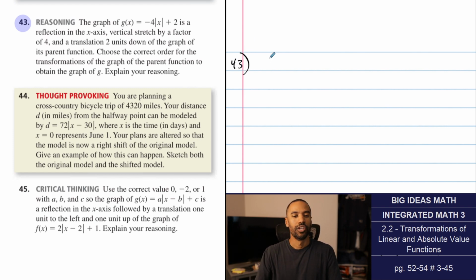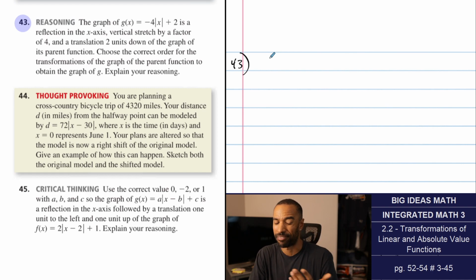I think they said it. Choose the correct order of the transformations of the graph of the parent function to obtain the graph of g. They have it.